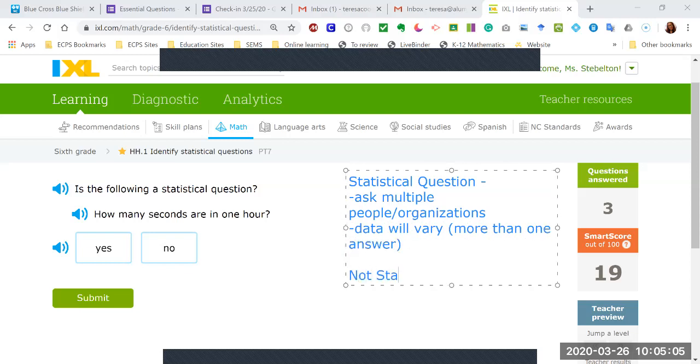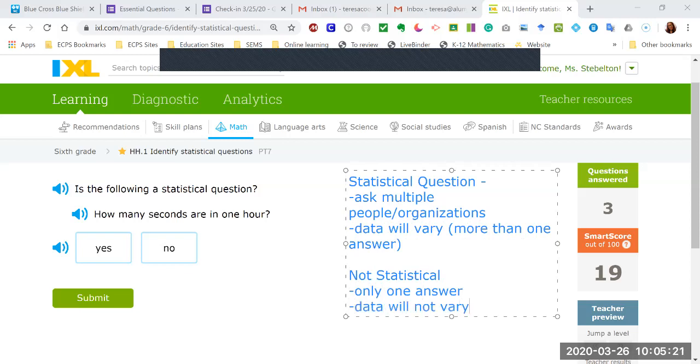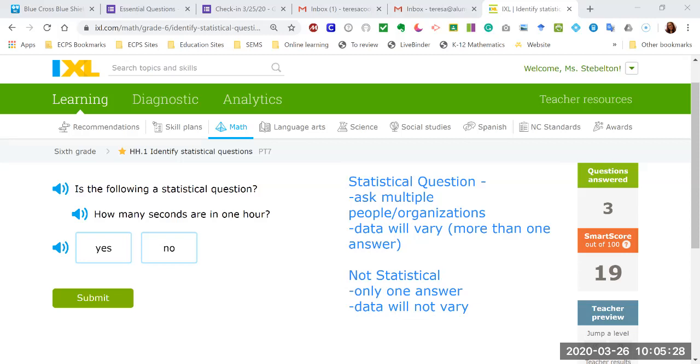If it's not statistical, there's only one answer, and the data would not vary as a result of that. So if we look at this one, it's asking how many seconds are in 1 hour. Well, the number of seconds in an hour never changes, and you'd really only have to figure that out one time. So that would be a no.